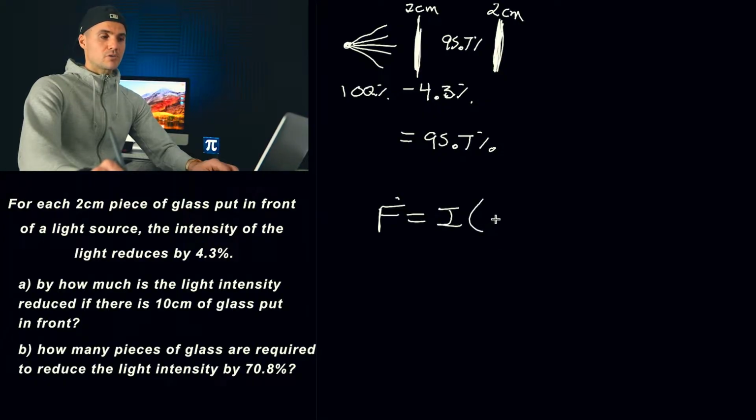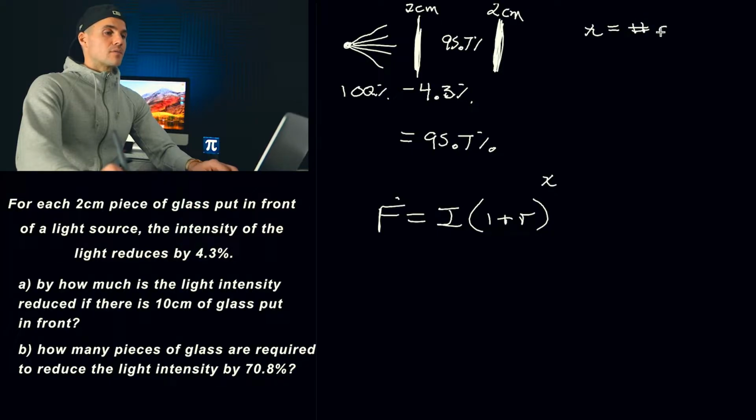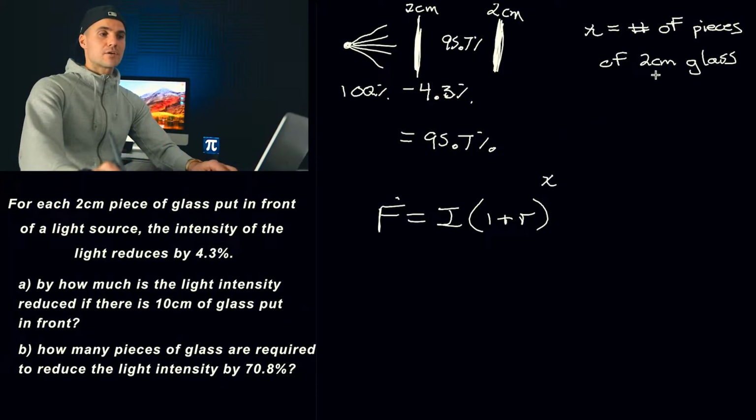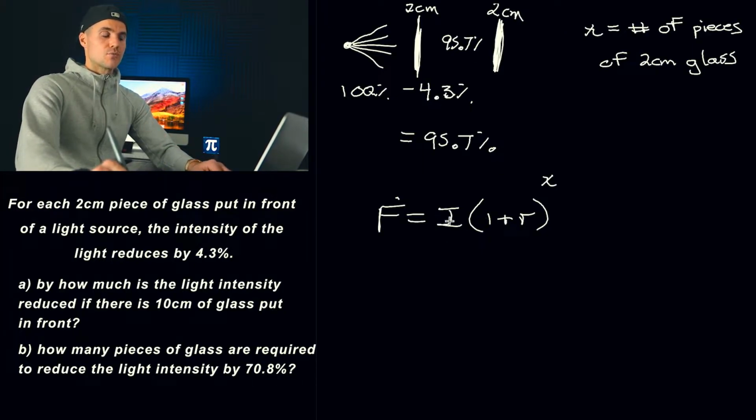And so there's actually multiple ways to create this equation, and it really depends on what we're going to let the x value be. So I'm going to first let the x value be the number of pieces of 2-centimeter glass. Okay, the number of pieces of 2-centimeter glass. It doesn't represent the total amount of centimeters of glass. It represents the number of pieces, and each piece has 2 centimeters. So that's an important distinction to make, right?